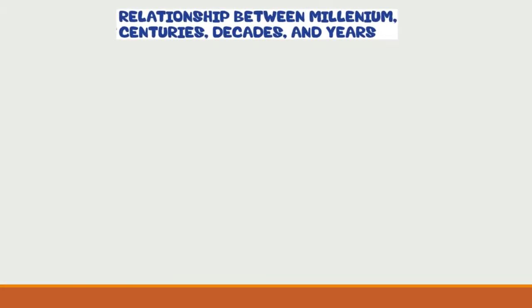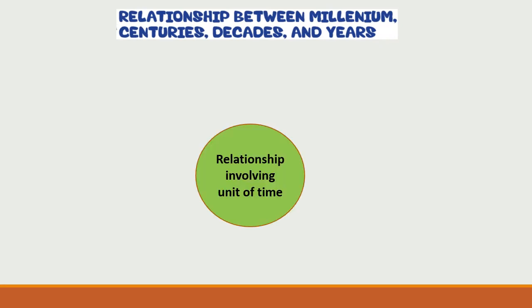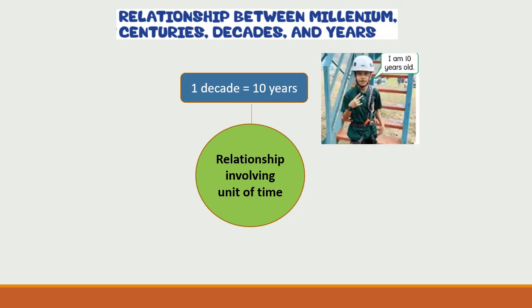Before we go further into the lesson, let's look at the relationship between millennium, centuries, decades, and years. This is the relationship involving units of time. Now you have to know that 1 decade is equal to 10 years. Now you are in year 4. Some of you are already 10 years old. So 10 years old here is equal to 1 decade.